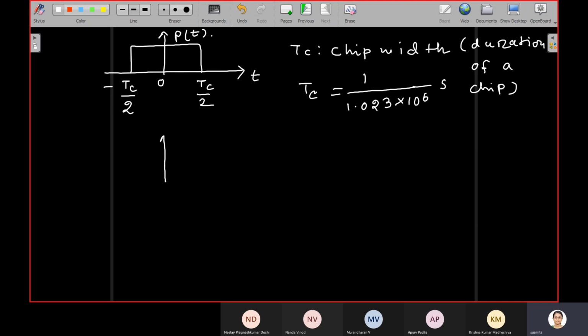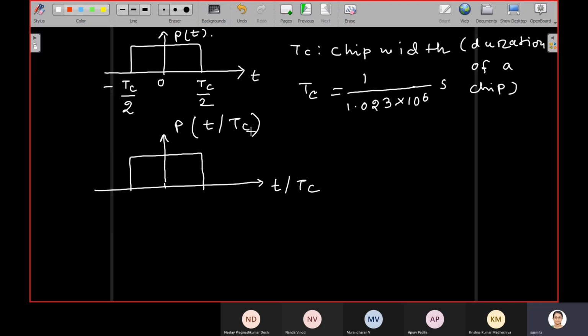Now we can also normalize the time scale using the chip width and show the chip. In that case, t should be written as t by Tc because we have normalized the time scale using the chip width. This will be half and this will be minus half.